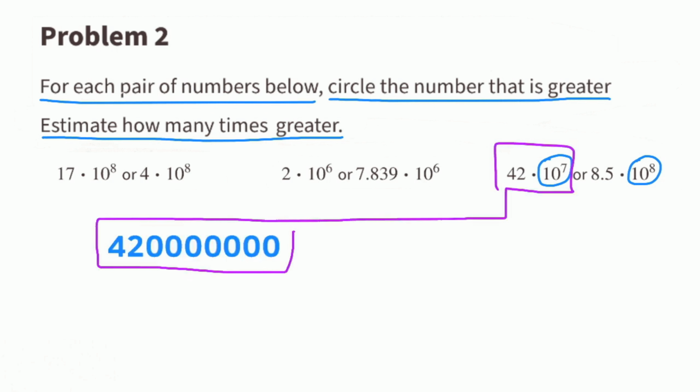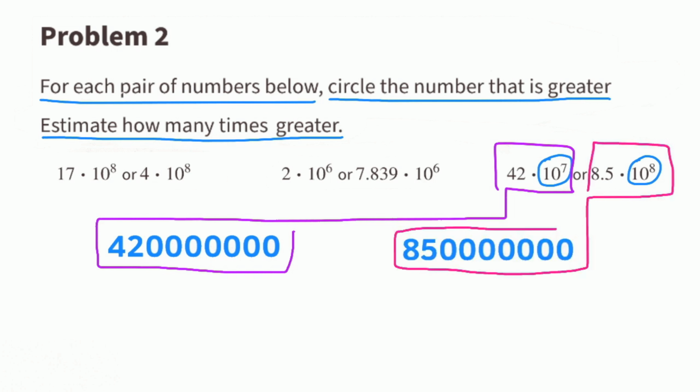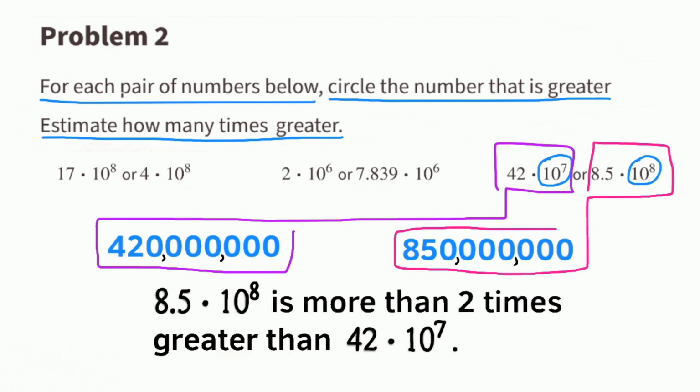42 times 10 to the power of 7. We'll just put 7 zeros to the right of 42. And 8.5 times 10 to the power of 8, we'll move the decimal point 8 places to the right. So counting the 5, that would be 1, and then 7 zeros for a total of 8. Let's put the commas in. Since 850 million is more than 2 times greater than 420 million, then 8.5 times 10 to the power of 8 is more than 2 times greater than 42 times 10 to the power of 7.